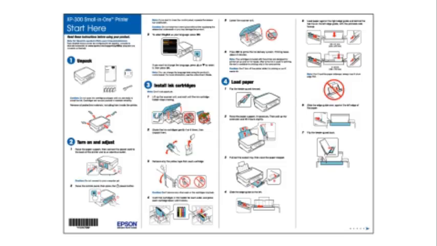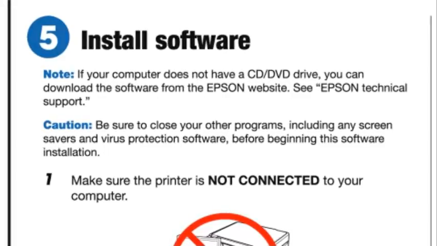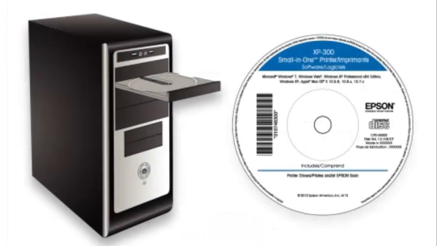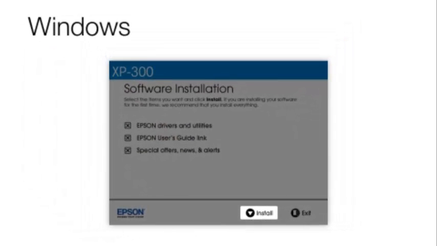Follow the steps on the Start Here sheet. The Start Here sheet shows you how to physically set up your printer. When you get here, install your printer's software. Insert the CD that came with your printer. Click Install.